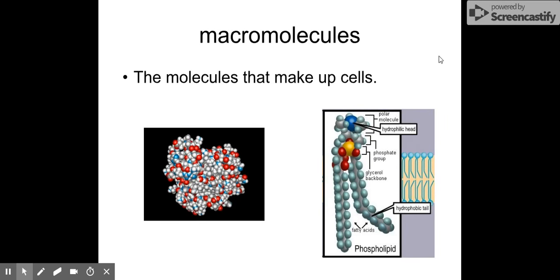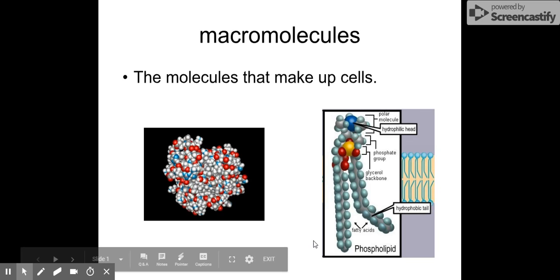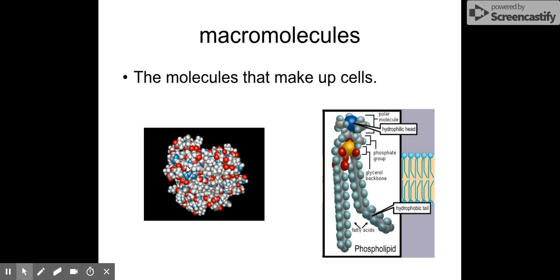So I wanted to do a quick review on the processes that build our giant molecules that make up our cells, our macromolecules, as well as a quick look at the processes that break them down. So your macromolecules are the molecules that make up your cells. For example, this is a phospholipid. It makes up your cell walls. It makes up the nuclear membrane, your endoplasmic reticulum.